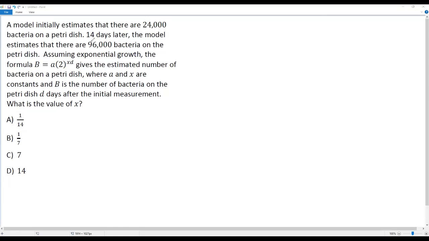Here we have a SAT math problem. Okay, let's go to the question. A model initially estimates that there are 24,000 bacteria on a petri dish. 14 days later, the model estimates that there are 96,000 bacteria on the petri dish.